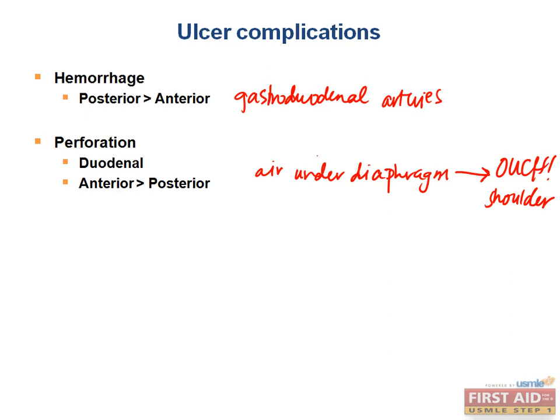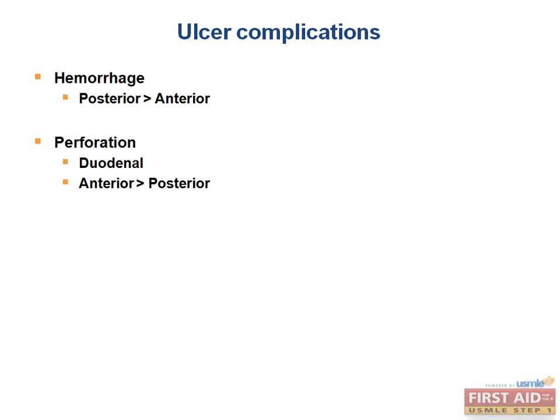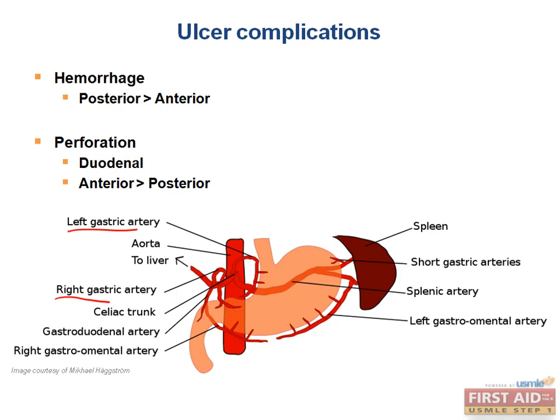Let's do a question to review GI anatomy and tie together peptic ulcer disease. A patient presents with hematemesis, and you discover a peptic ulcer in the lesser curvature of the stomach. What vessels were likely eroded by the ulcer? It is the left and right gastric arteries.